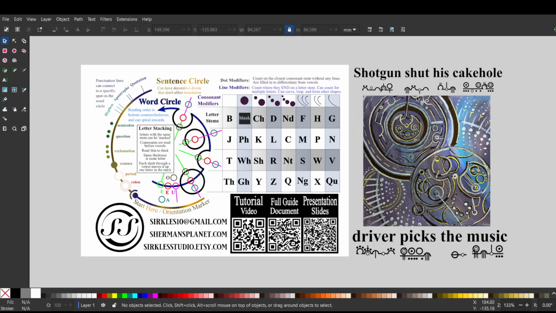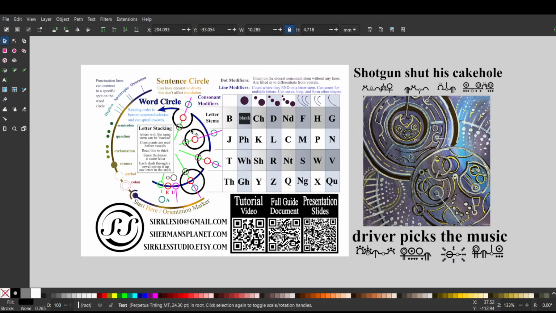It's a bit of a funny quote about shotgun and driver arguing for the music. Anyway, this design was done using this cipher, which in a simple strung out version of the script looks like this for each of our words. And I'm going to be using this to show the letter by letter translation and how it correlates to this.